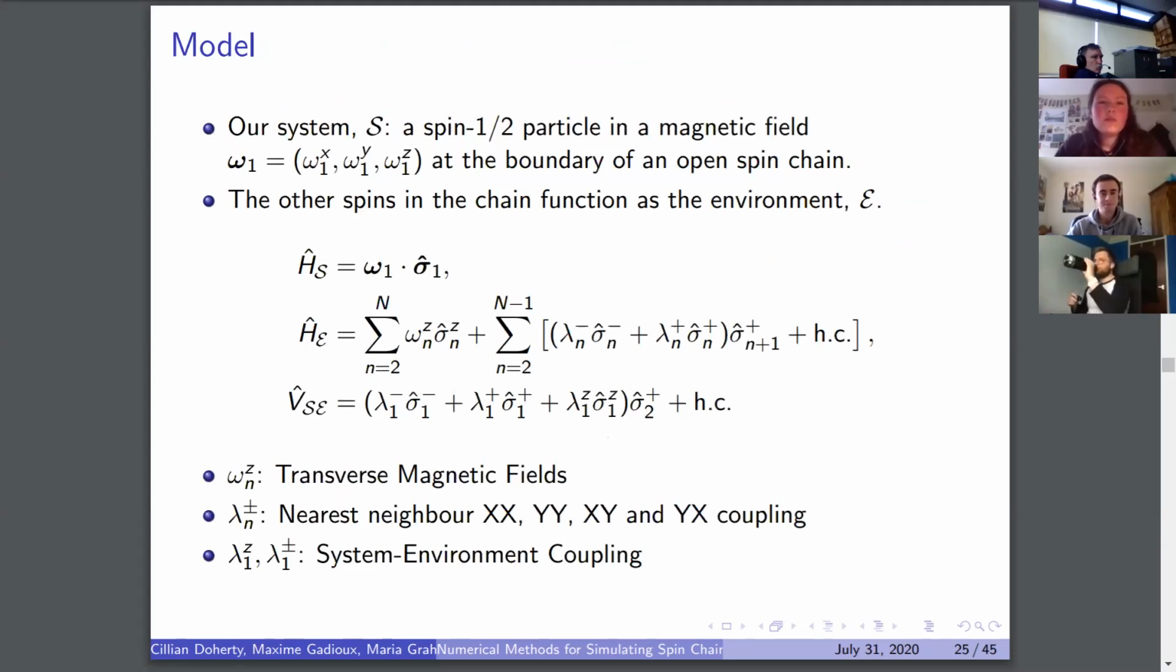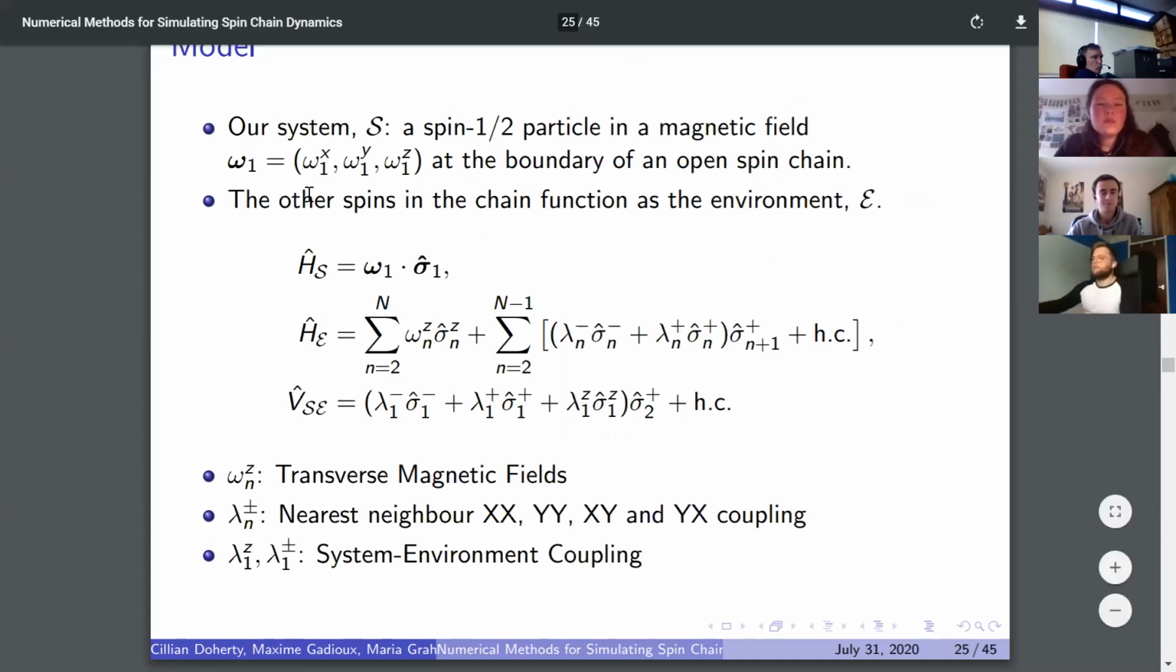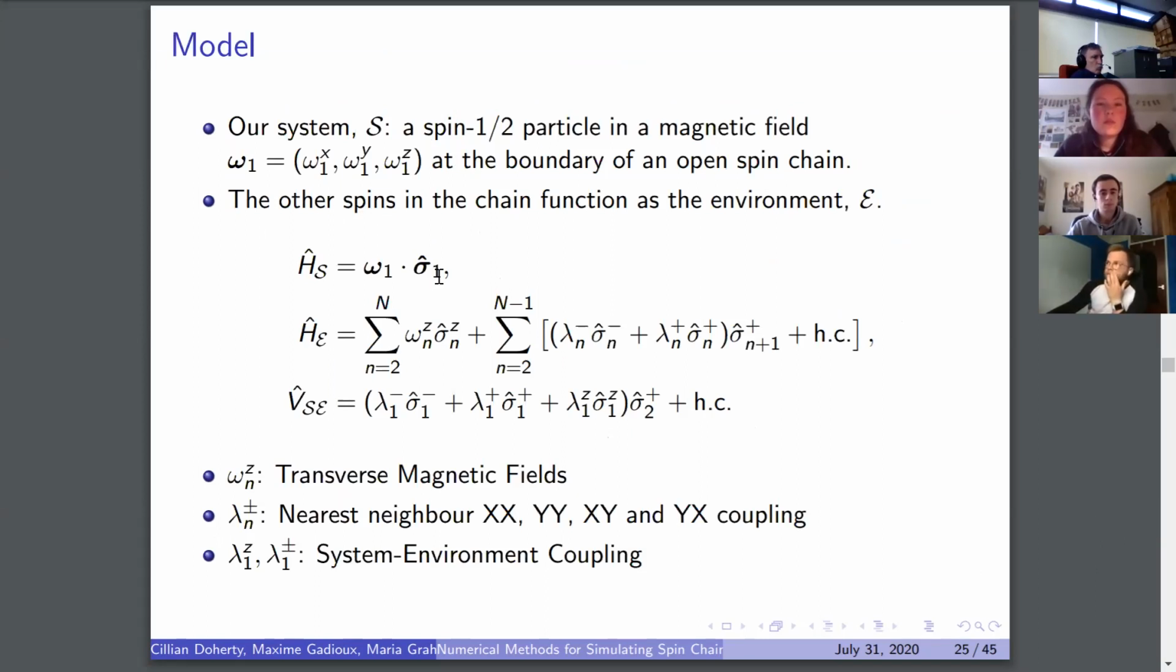So first, I'll describe our model. Again, our system S is a single spin half particle in a magnetic field. The magnetic field is given by omega here. So the Hamiltonian of the system is just here. And where this sigma 1 vector is a vector of the x, y, and z Pauli operators acting on the first spin. Then we have our environment Hamiltonian here.